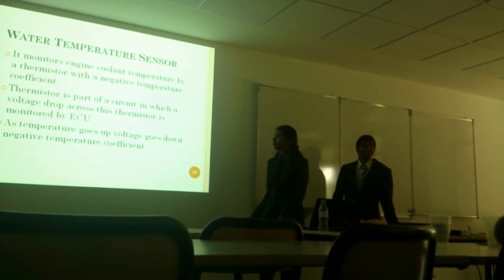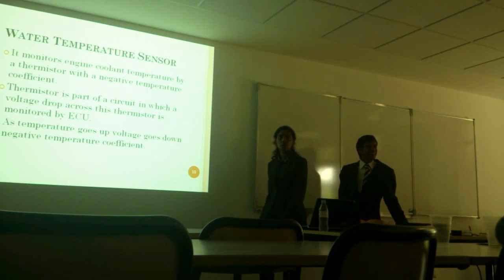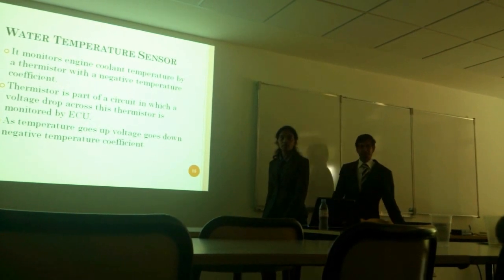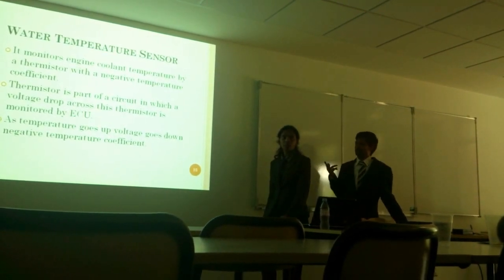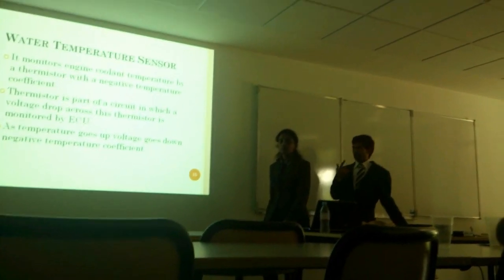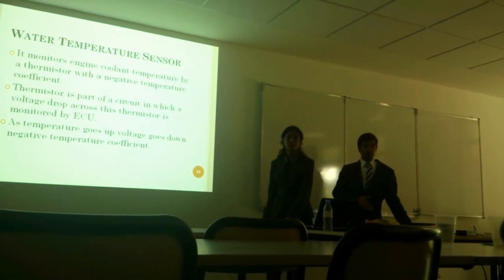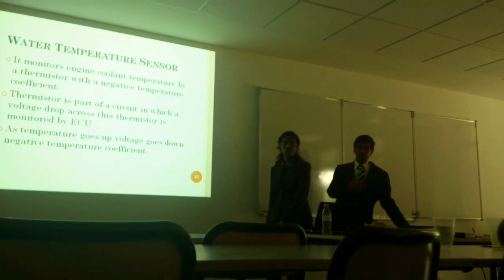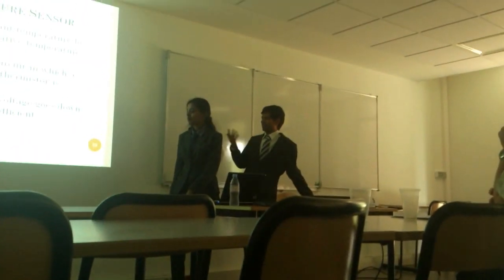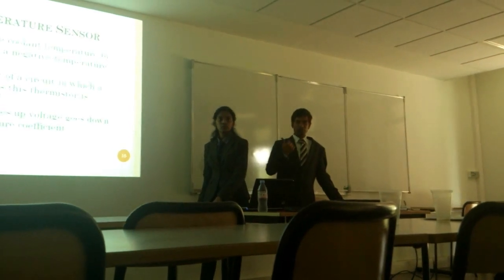When the temperature increases, the voltage will decrease because of negative temperature. A thermistor is of two types: negative temperature coefficient and positive temperature coefficient. In negative temperature coefficient, when the temperature goes up, voltage goes down. In positive temperature coefficient, the temperature goes down but voltage goes up.